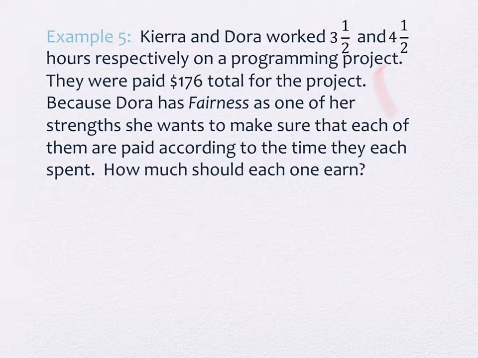Kiera, kind of like Kira's sister Sierra, Kiera and Dora worked for 3.5 and 4.5 hours respectively on a programming project. They were paid $176 total for the project. Because Dora has fairness as one of her strengths, she wants to make sure that each of them are paid according to the amount of time they spent. How much should each one of them earn? So the point being is that they didn't spend the same amount of time, so they shouldn't just divide it by 2, right? So how would we figure that out? So what are the things that we're comparing here? What comparisons do you see?